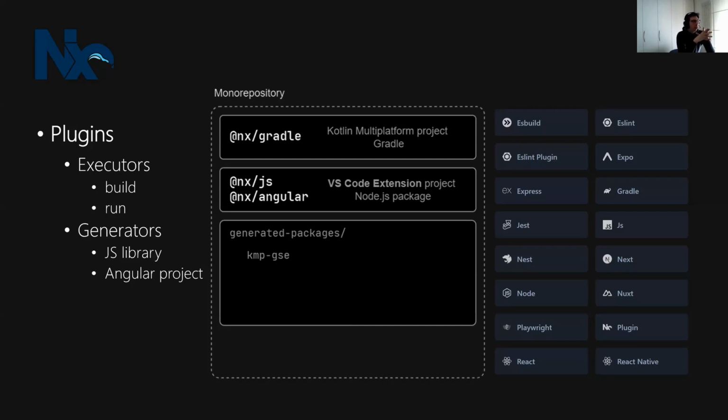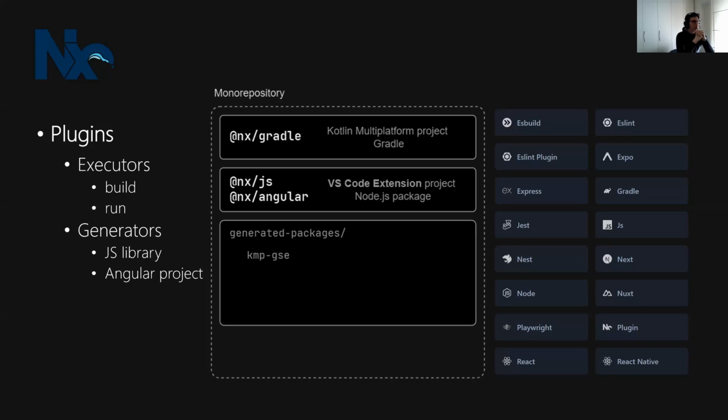Each plugin carries some executors that are able to build or to run a specific technology. And a plugin also contains generators, which allows us to create scaffoldings. For example, if we want to create another JS library or another Angular web view, another Angular application, we can use an NX generator from the Angular plugin or from the JS plugin, and that generator will output a basic implementation of a JS library or of an Angular project, and then we can keep developing over that one. It's definitely nice to have.